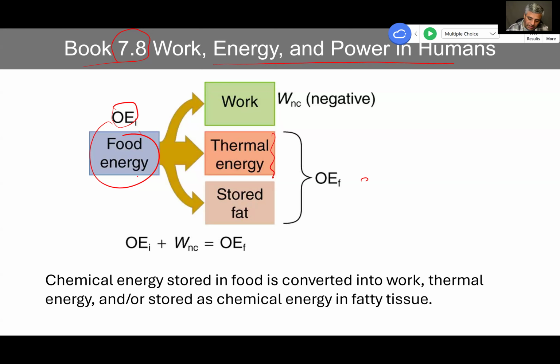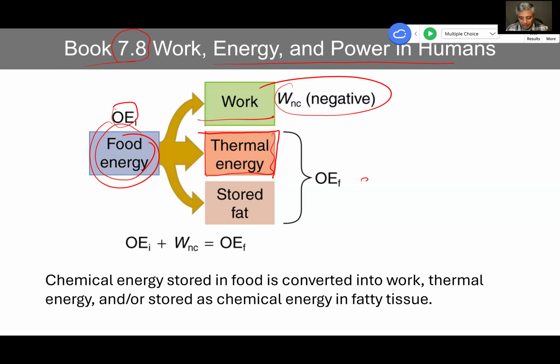So whatever food we eat, what happens? We may do a workout. Okay. When you do a workout, you consume that energy. So that energy gets out from your system. That's why it says negative and it says non-conservative. Okay. Work done by non-conservative force equivalent. And then there is this energy that goes on keeping your body warm. Okay. So that's the thermal energy.